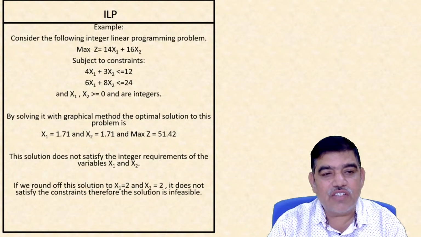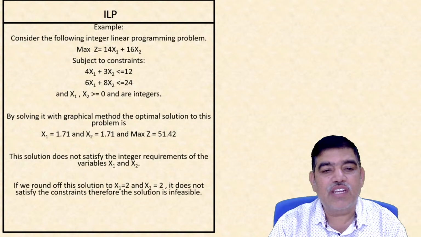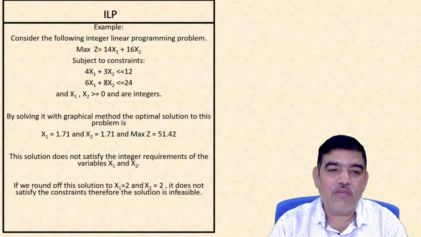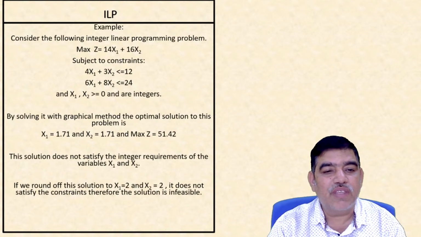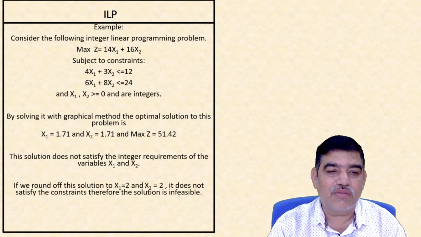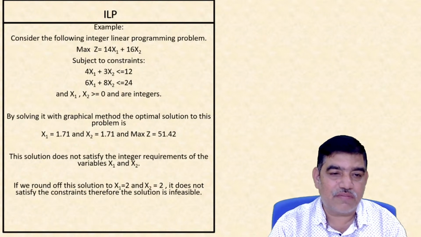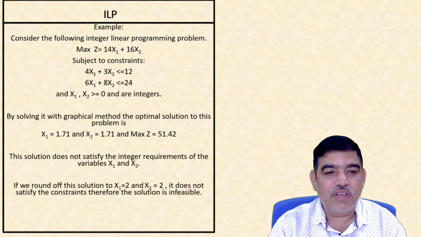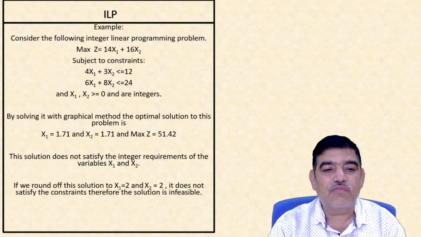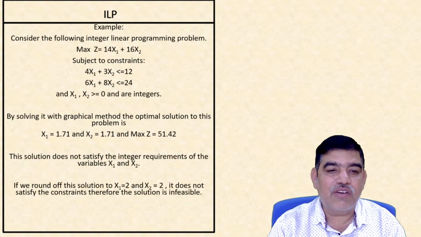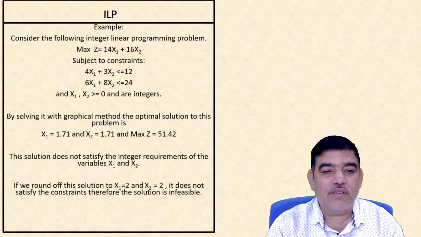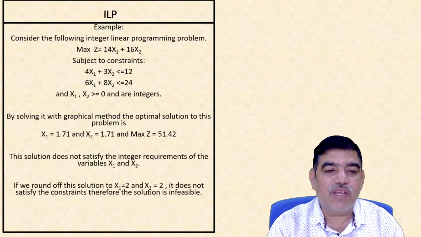Similarly, for the second constraint equation, 6x1 plus 8x2 less than or equal to 24, now we convert it into equality. Let us consider 6x1 plus 8x2 equal to 24. If I am putting x2 equal to 0, then x1 becomes 24 by 6, that is 4. If again I am putting x1 equal to 0, x2 is 24 divided by 8, that is 3. If you get the 2 points, again it is easy to draw the straight line by using the graph paper.